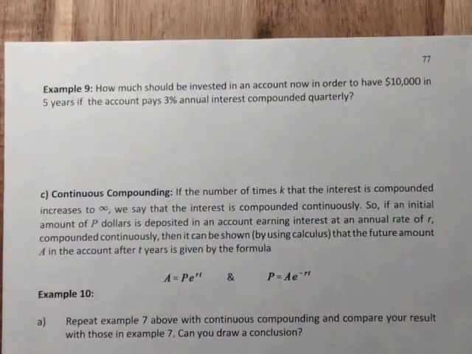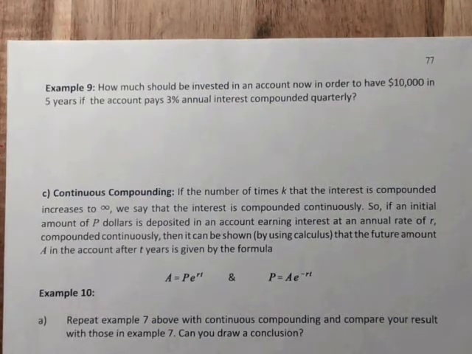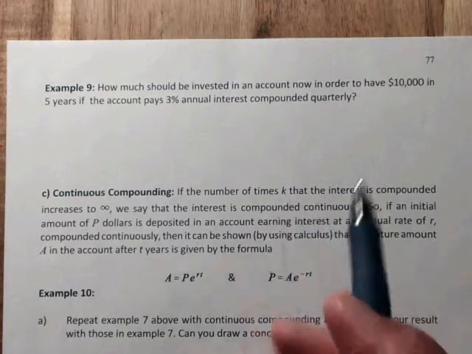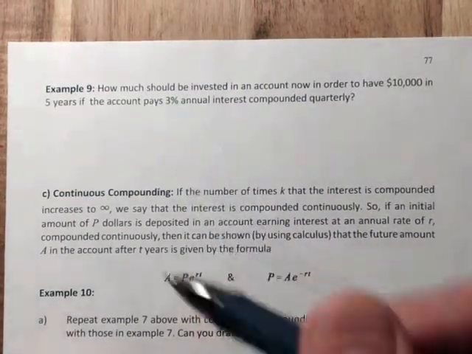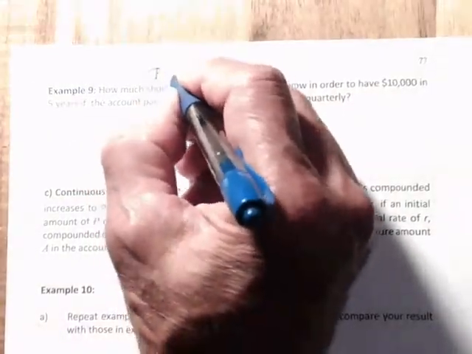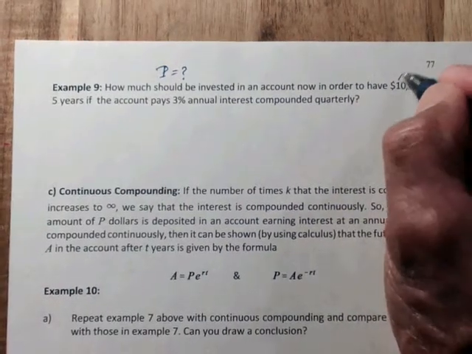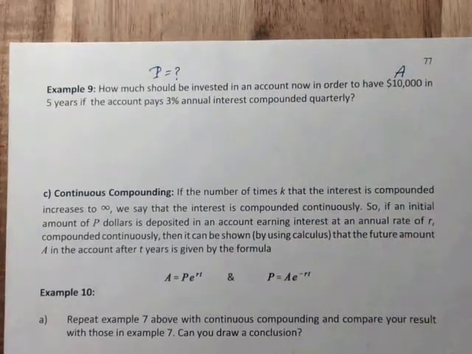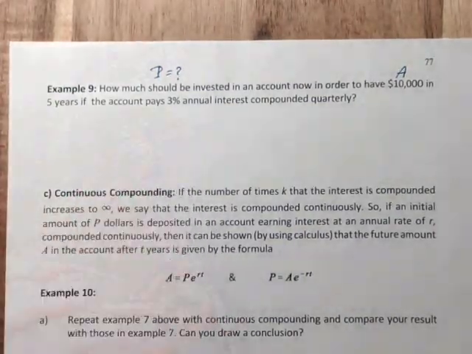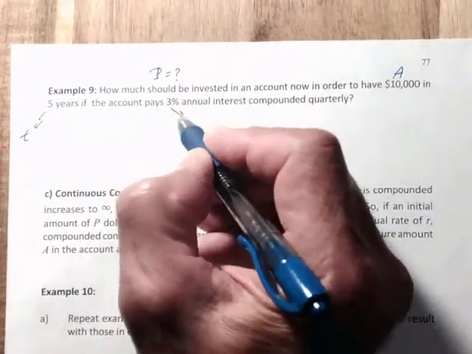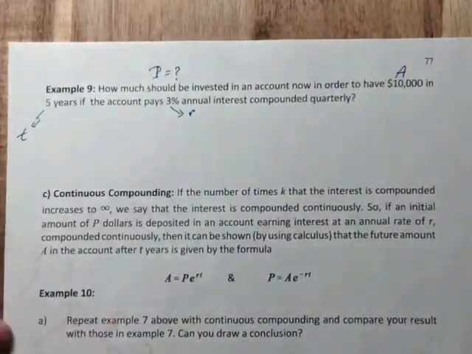The next example is the situation when you have your balance, but you want to know how much to invest. You see, this is the problem. It says, how much should be invested? So that means P is the unknown. How much should be invested in an account in order to have $10,000? So this is A. A is 10,000, so you want to have $10,000 in 5 years. So this is T, and of course, this is R. So P is the unknown.